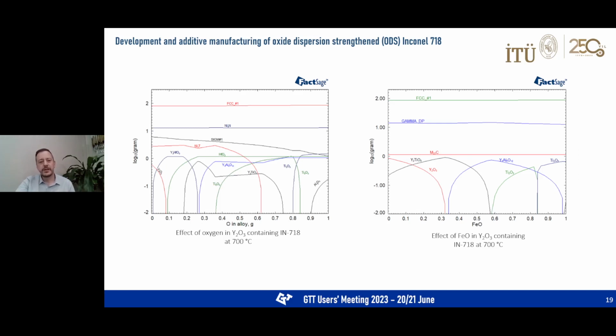We thought that we could achieve this by adding oxygen sources such as iron oxide, cobalt oxide, and nickel oxide to the initial powder mixture just before the selective laser melting process. The first graph, for example, shows the effect of oxygen on ternary oxide formation, and the second shows the effect of iron oxide in the same manner.